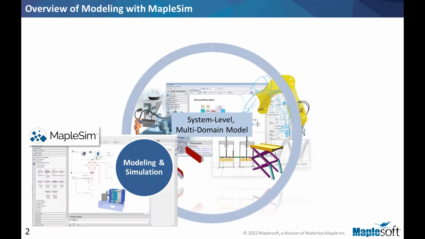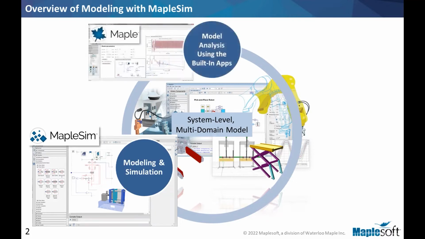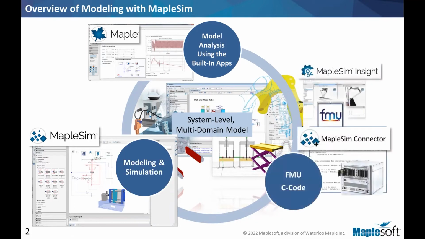Once we build our model in MapleSim, which is the modeling and simulation area, we can then use Maple to do analyses. There are built-in apps to get you started in looking at different aspects of your model. And once you've fine-tuned it or you're happy with the analysis that you're seeing, you can then export your model as an FMU or C code. In today's webinar, we're going to be looking at an FMU, but a very specific FMU that is generated for B&R Automation Studio.